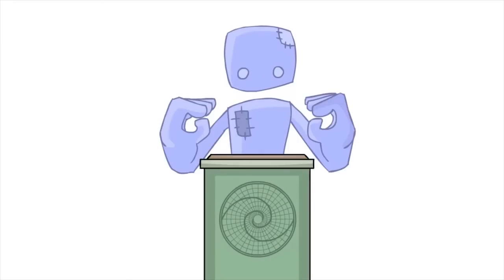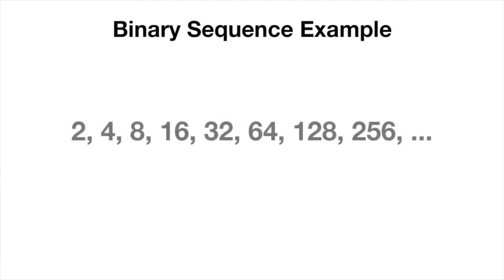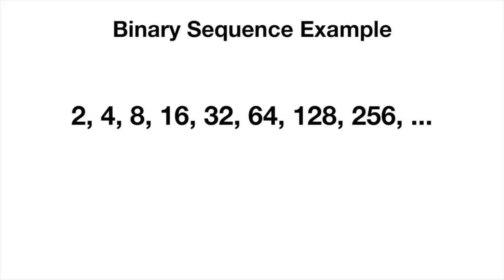The only other sequence you need to know for this is binary sequences. This is a sequence like 2, 4, 8, 16, 32. We're just doubling the last number instead of adding it to the previous one. And that's a perfect example of a sequence that has nothing to do with phi.